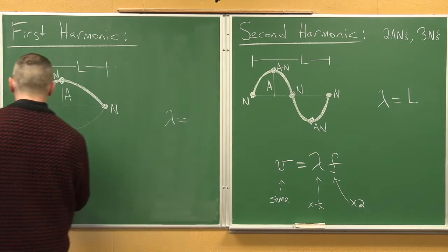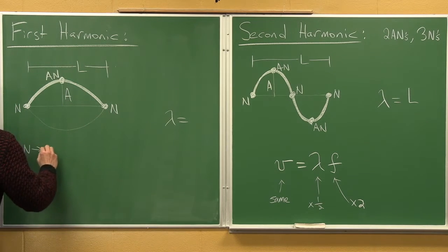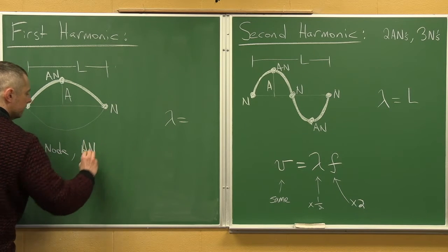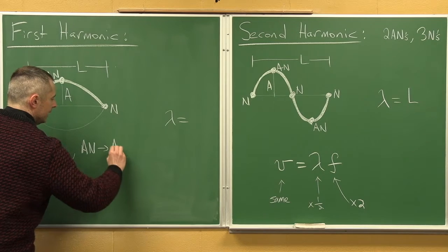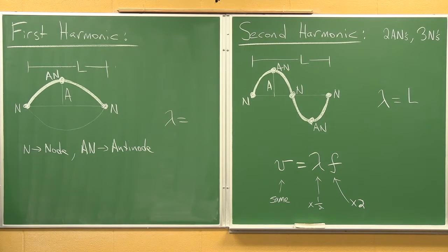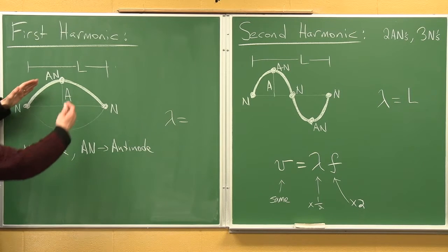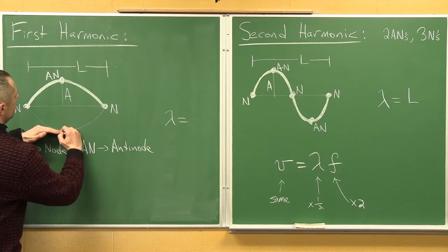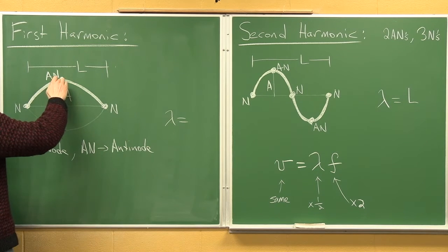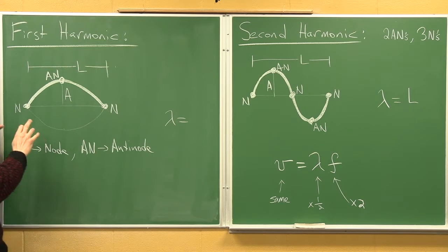So N is a node, and AN is what we call an antinode. So antinodes are points that have the maximum displacement along the spring. In other words, the exact crest or the exact trough of a wave. Of course, a split second later, the spring will be down here, so it'll be oscillating like this. Antinode, whether it's up here or down here, always an antinode.